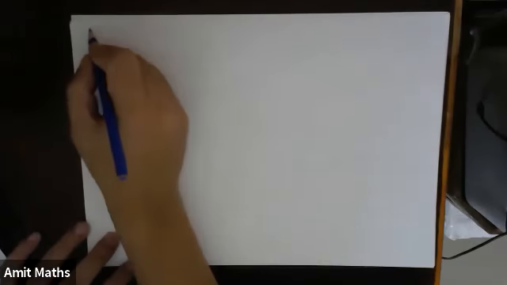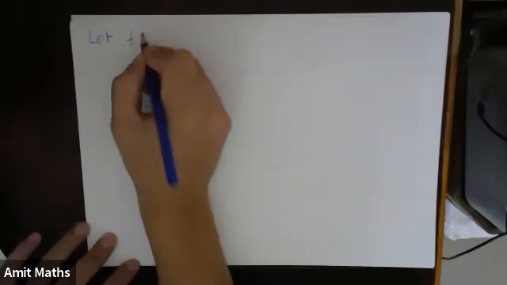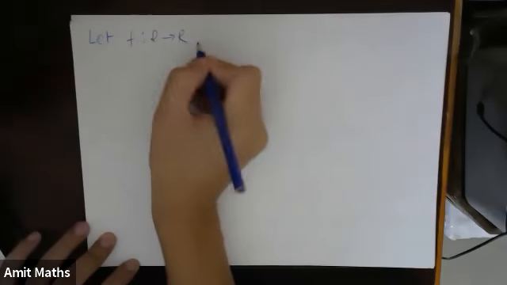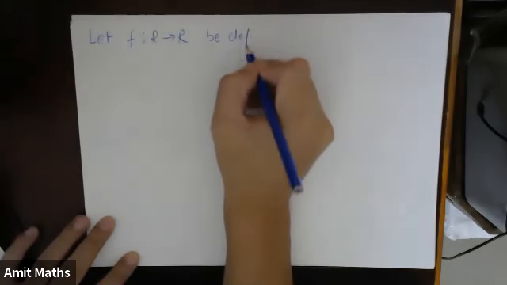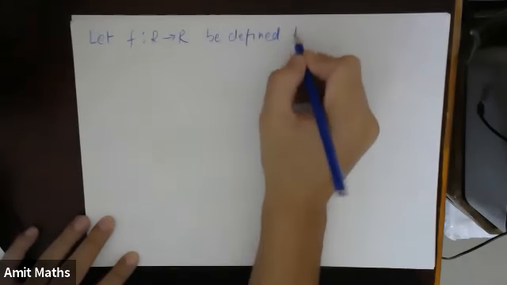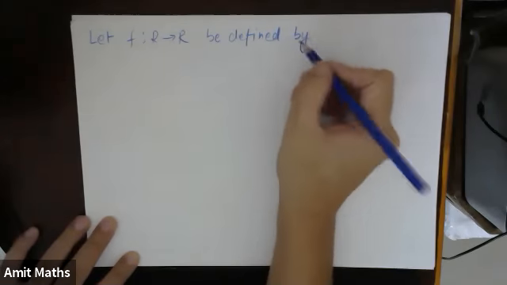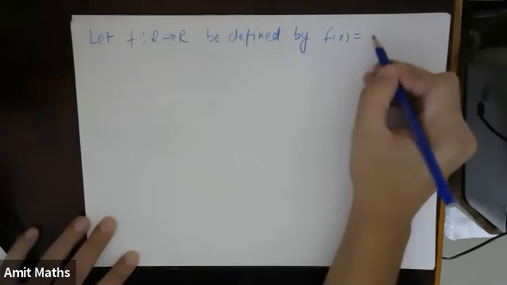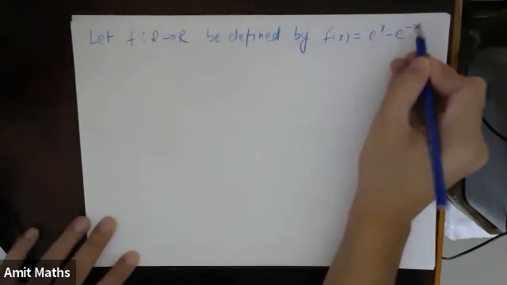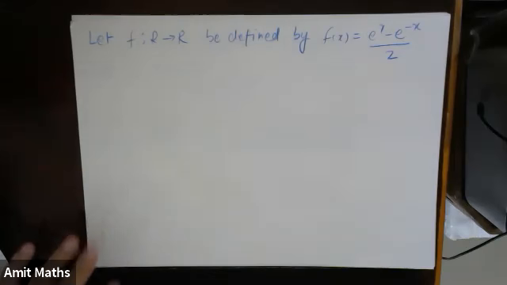So the question given is: let f from R to R be defined by f of x is equals to e to the power x minus e to the power minus x by 2. F of x is equal to e to the power x minus e to the power minus x by 2.